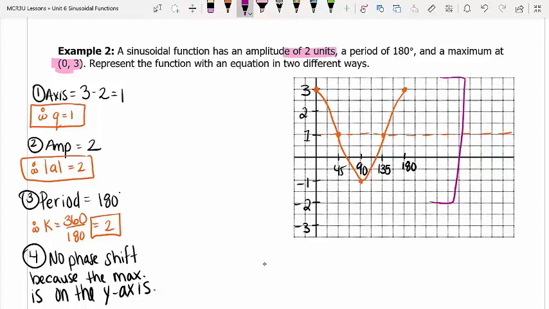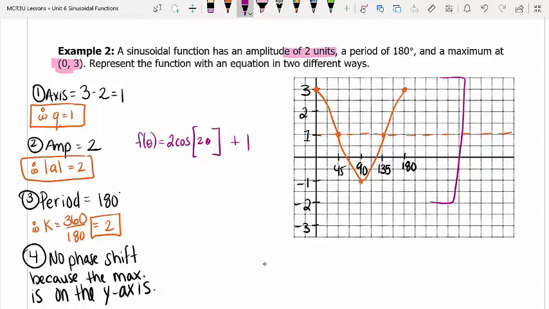So your equation is going to be 2 cos, our K value is 2, there is no phase shift, and our Q value is 1. Hopefully that's what you got.